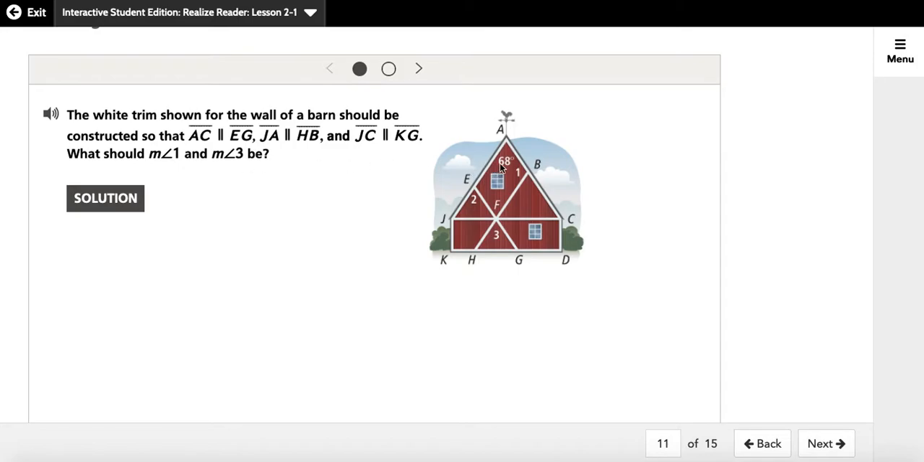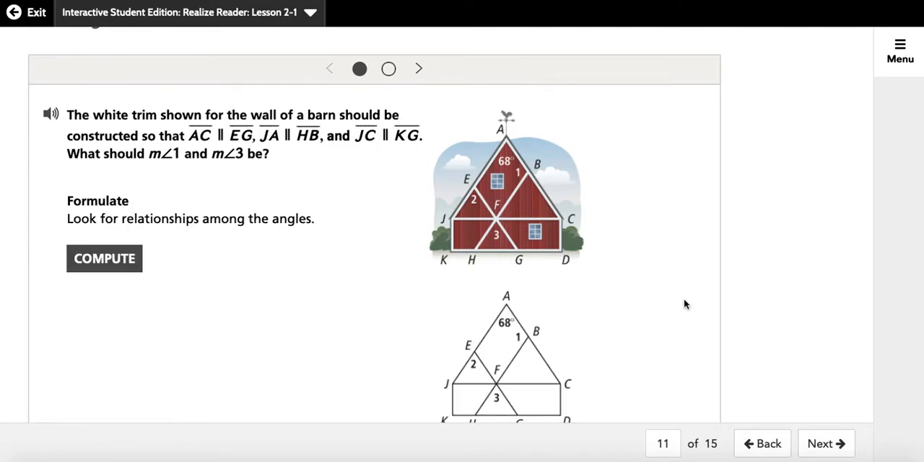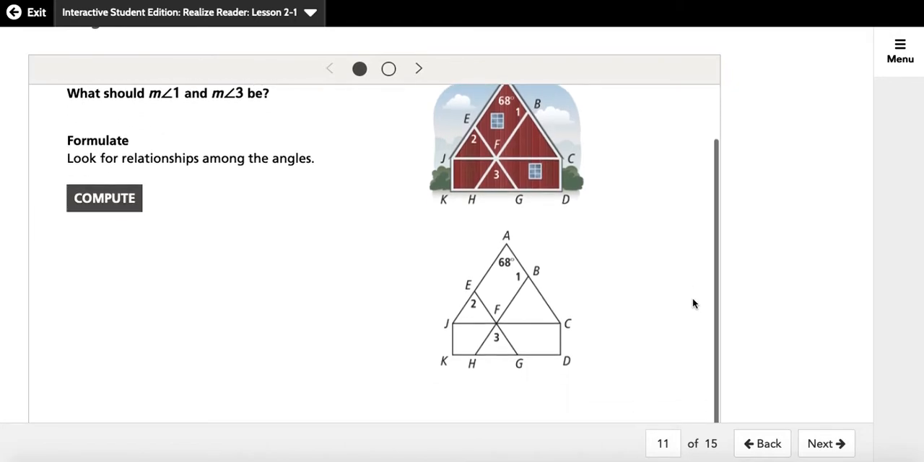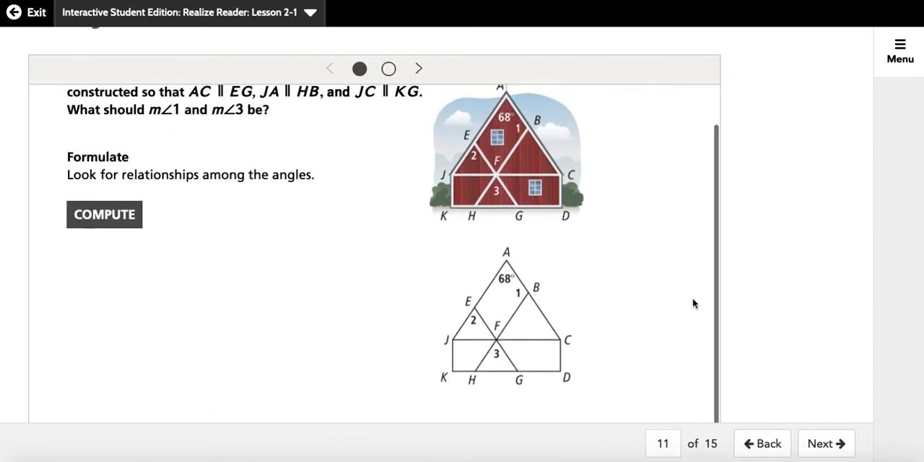Well, they didn't tell you this, but right there, there's a 68 degrees. So this angle up top here is 68. And just from that, we can figure out what angle 1 and angle 3 are because of the parallel lines. Now, there's going to be a different transversal every time, so that may confuse you a little bit. Let's look at their example. They've done a diagram, which is nice. We don't need to look at the barn anymore.